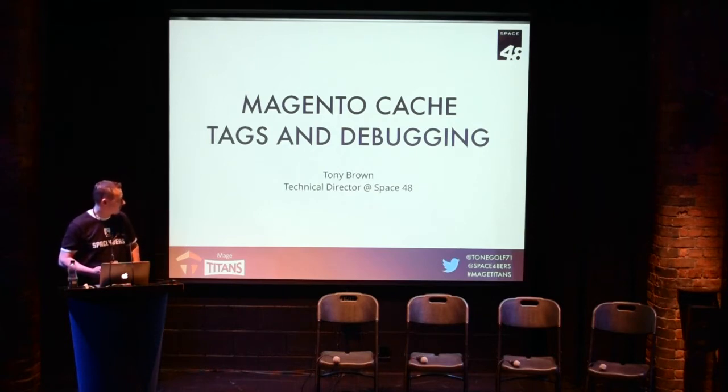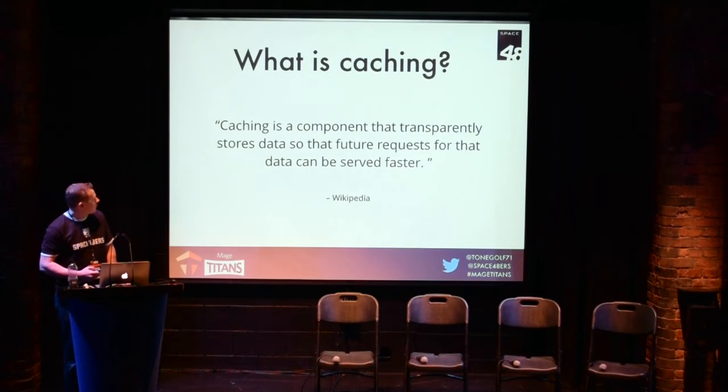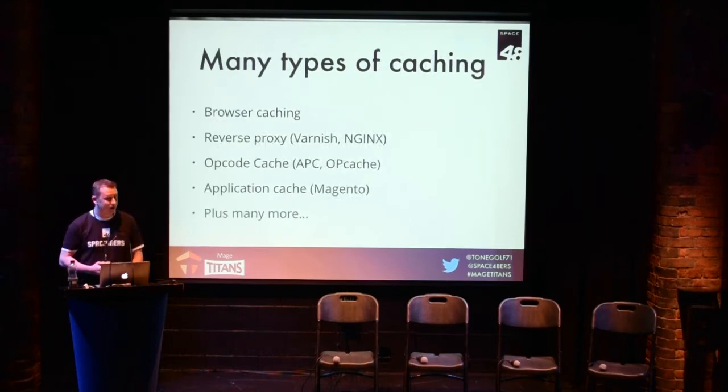I'm going to talk today about Magento cache tags and debugging, sharing a particular experience we went through with a problem on a site that we'd inherited. So firstly, just generally, what is caching? There's Wikipedia's definition: caching is a component that transparently stores data so that future requests for that data can be served faster. So we're all aware of this.